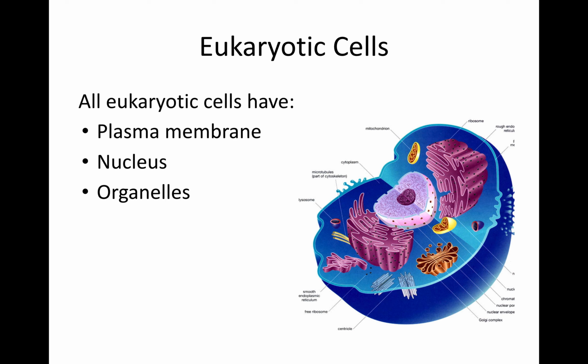All eukaryotic cells have a plasma membrane. We already kind of talked about that. A nucleus and membrane-bound organelles. So all these more developed organelles are in these kind of cells. Okay.